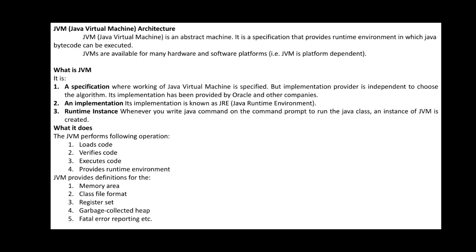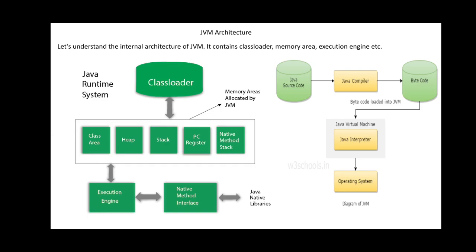Factual error reporting: if there are any errors, if you have made syntactical or runtime or logical errors, at that time the JVM is going to say that this is a particular error where you have to change it. So this is what you mean by a JVM.